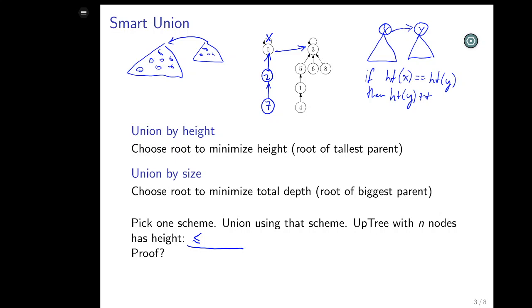But how come I can't have a linear chain? Try to do it. Try to make a linear chain. Try to use union by height to build one. I tell you, you're going to fail after 3 nodes. You can't create a chain of 3 nodes.